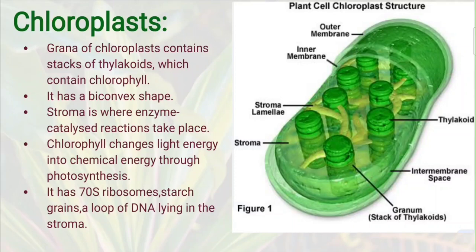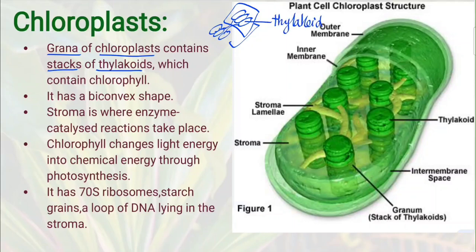So the chloroplasts have grana. By grana, I mean the stacks of thylakoids. What is a thylakoid anyway? Well, these stacks coiled together, they all make the grana. This is a grana, and each one of these is a thylakoid. And these contain the chlorophyll. So as you can see here, that is one thylakoid, and this is the whole stack, the grana.